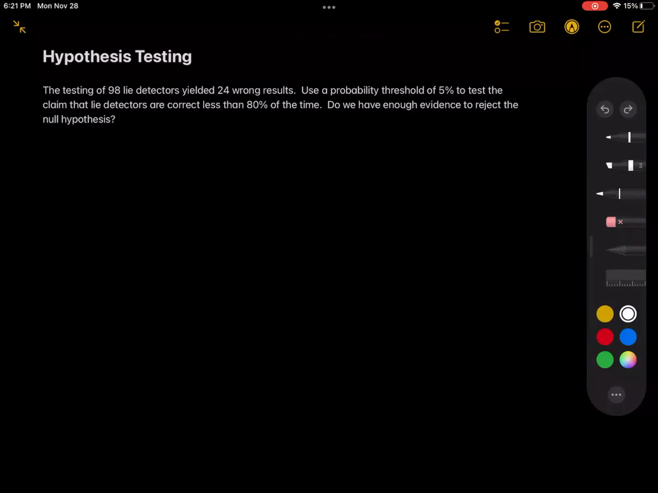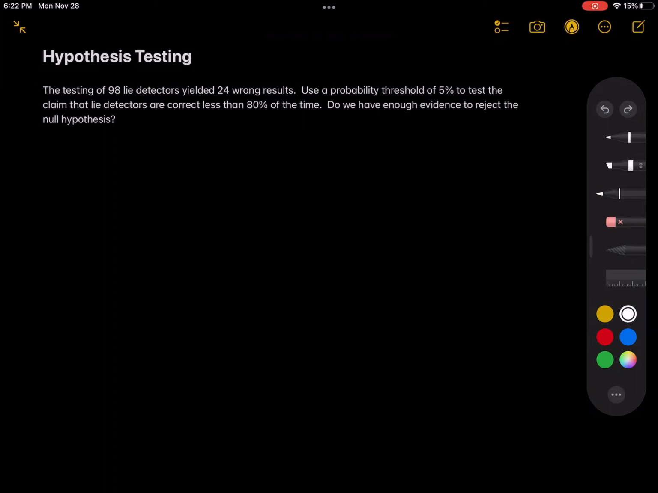Let's perform a hypothesis test. So we test 98 lie detectors, and we show that there are 24 wrong results. All right, so we have a proportion here. Use a probability threshold of 5% to test the claim that lie detectors are correct less than 80% of the time. Do we have enough evidence to reject the null hypothesis?